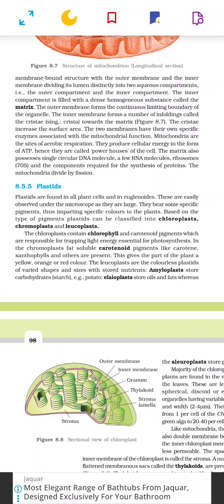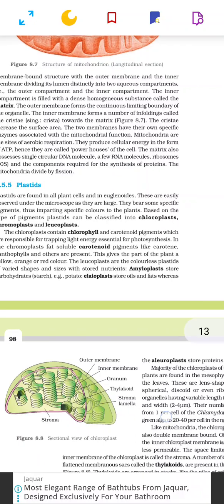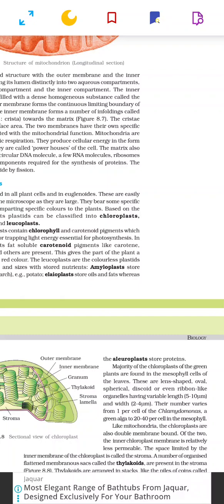The leucoplasts are the colorless plastids of varied shapes and sizes with stored nutrients. Amyloplasts store carbohydrate starch, for example in potato. Elaioplasts store oils and fats, whereas aleuroplasts store proteins. The majority of the chloroplasts of the green plants are found in the mesophyll cells of the leaf. These are lens-shaped, oval, spherical, discoid, or even ribbon-like organelles having variable length 5 to 10 micrometer and width 2 to 4 micrometer. Their number varies from 1 per cell of Chlamydomonas, a green alga, to 20 to 40 per cell in the mesophyll.